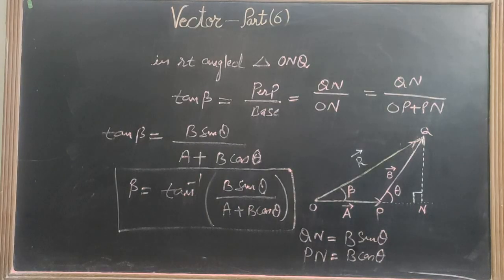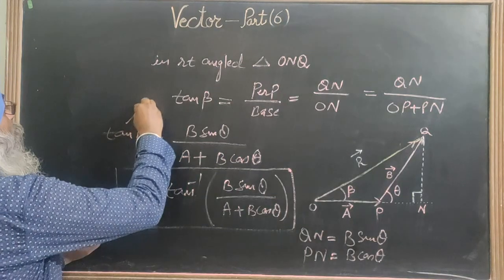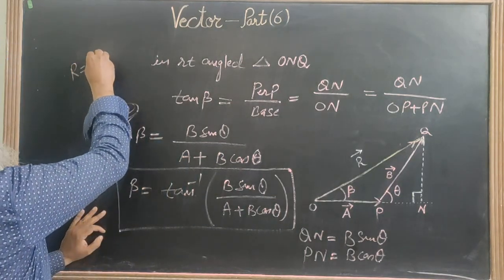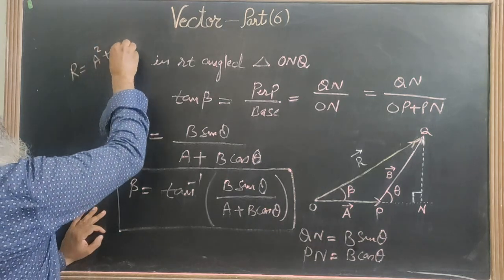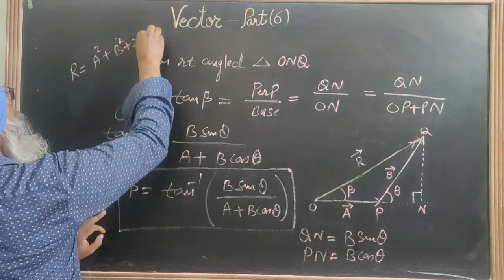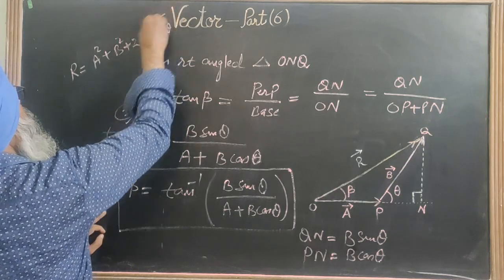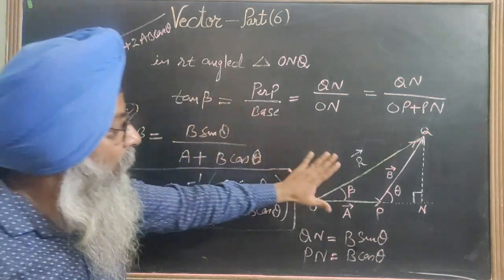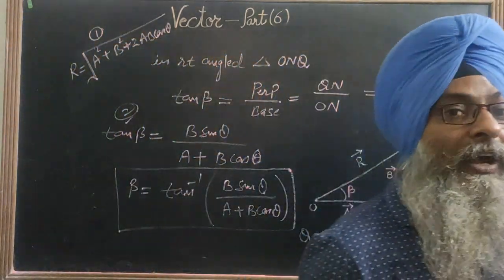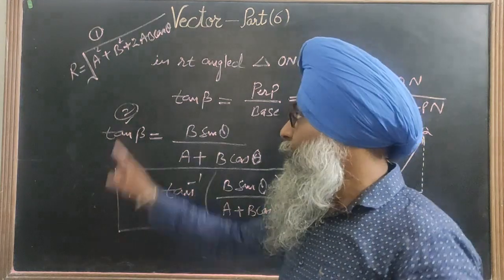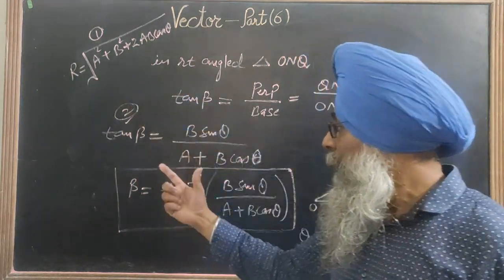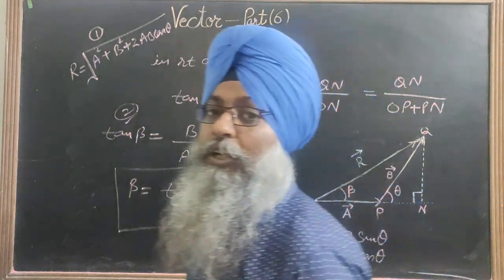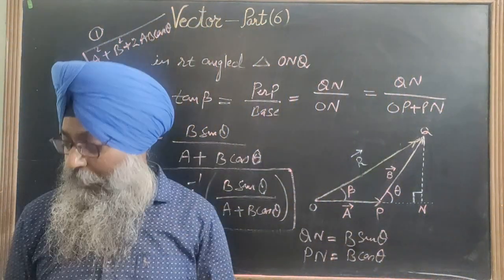Now if you know these two formulae, this is number 2 and 1. First number formula is A square plus B square plus 2AB cos theta. These two formulae will give the value of the resultant vector completely. This formula will give us the magnitude, and with this formula you can calculate the direction of the resultant vector.